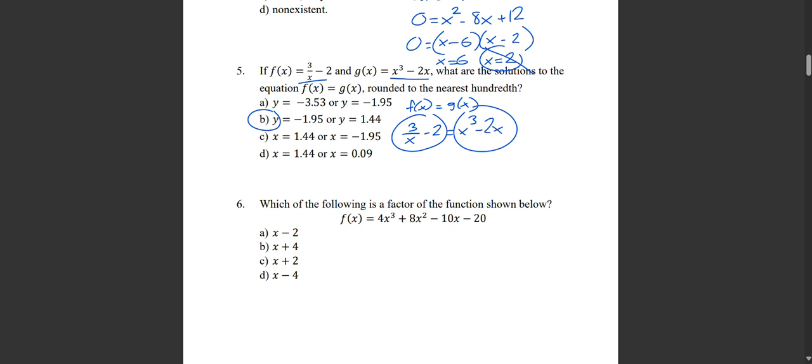And that would be, no, not B. Whoopsies. That's y equals, I want x equals. So x equals 1.44 or x equals negative 1.95. That's how I solve that one.